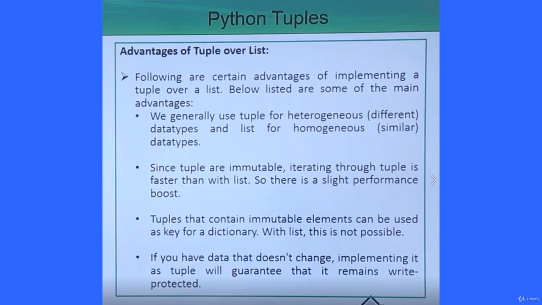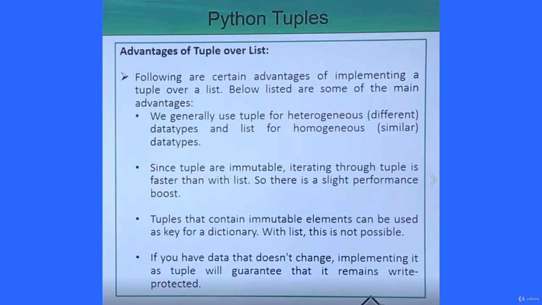Tuples that contain immutable elements can be used as a key for a dictionary. With list it is not possible, because we know that in case of dictionary the key values will always be unique in nature. As the tuple is immutable, the data items cannot be changed, the members of the tuples cannot be updated. So tuples that contain immutable elements can be used as a key for one dictionary.